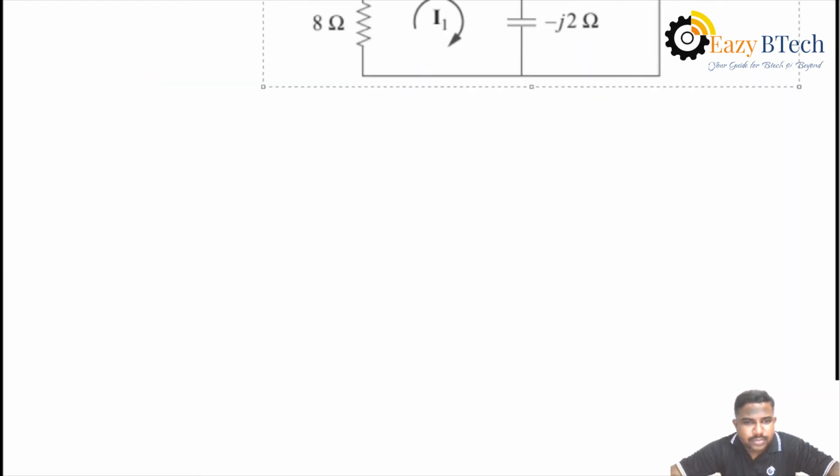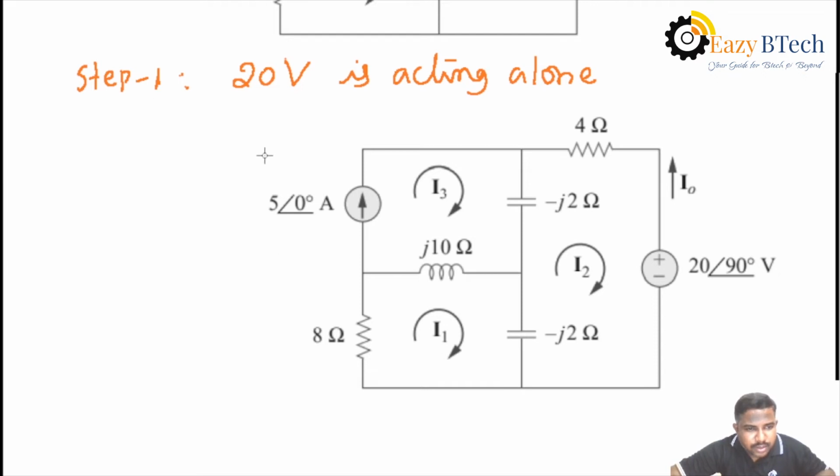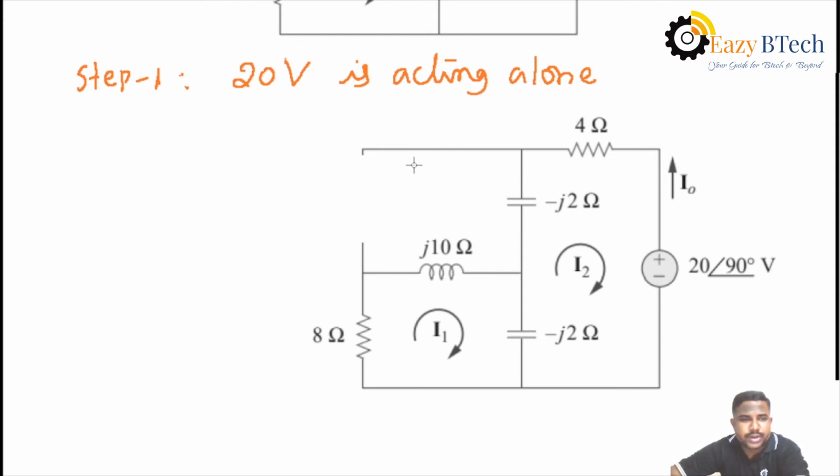Then eliminate the current source. Then delete the current source. How to delete the current source? It will be open circuited. Then there is no third loop. The third loop is completely eliminated, because the current source is open circuited. Then find the current I0.